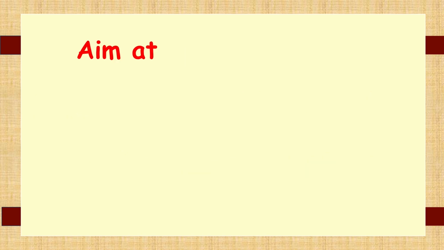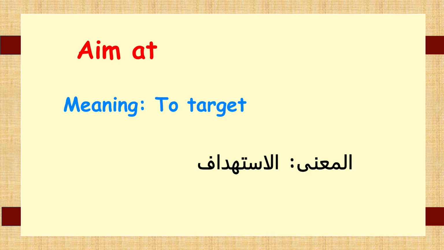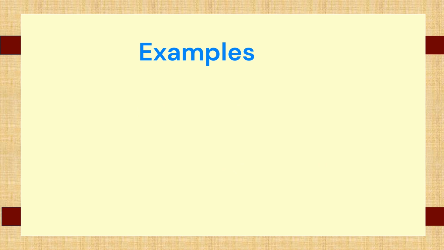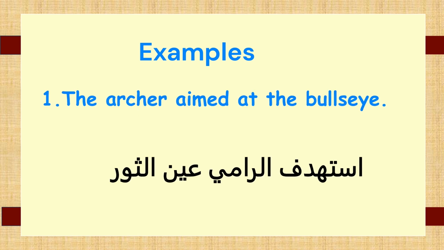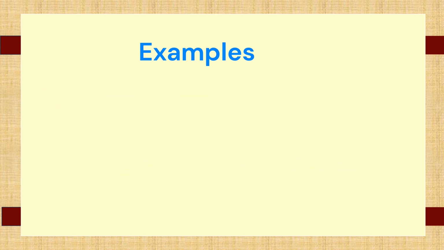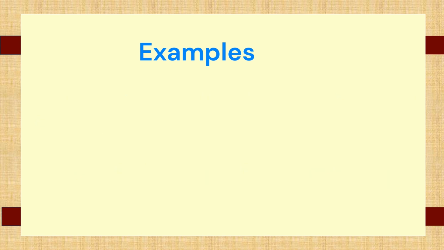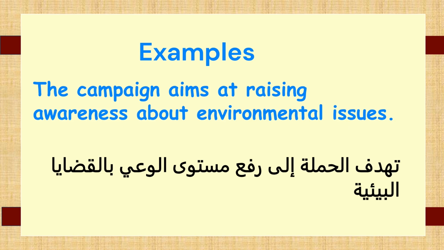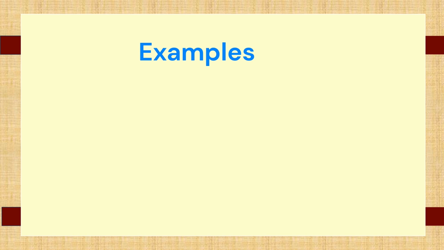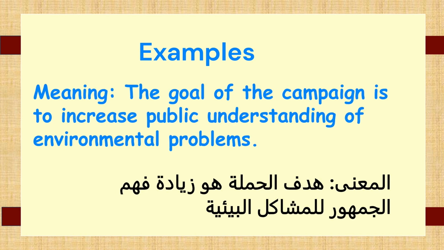Aim at. Meaning, to target. Examples. 1. The archer aimed at the bullseye. Meaning, the archer directed the arrow towards the center of the target. 2. The campaign aims at raising awareness about environmental issues. Meaning, the goal of the campaign is to increase public understanding of environmental problems.